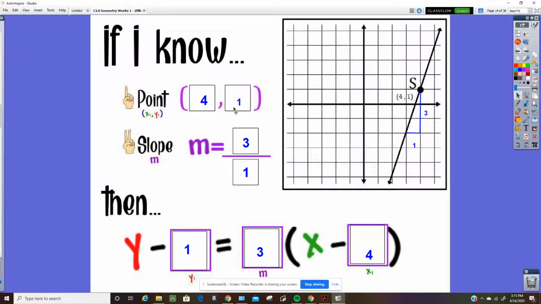So here, if I know the point 4, 1 and the slope is the rise over run, which is 3, this line is going up from left to right, so it has a positive slope. Then plugging into the point slope formula line, y minus the y value 1 is equal to 3, that's the slope, times x minus the point 4.